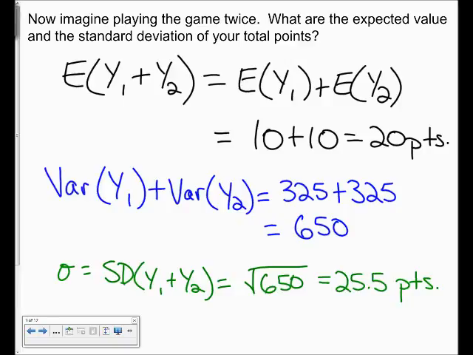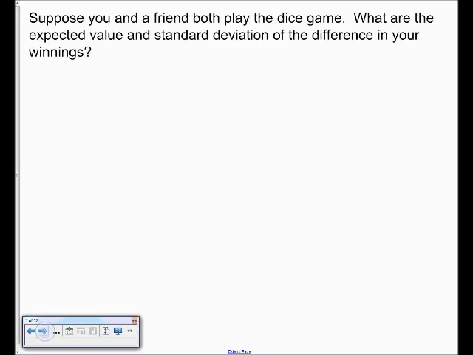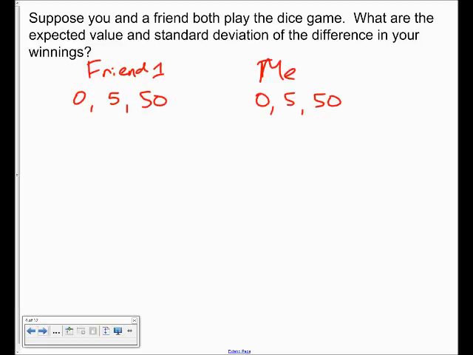Now we want to look at what if you and a friend both play, and instead of adding them up, which we did basically by doing it twice, we need to look at the difference. I'll give you an example. Let's say friend 1 and me. Friend 1 can get a 0, a 5, or a 50, and I can get a 0, a 5, or a 50. You could take each of these and subtract them, so you could have anywhere from negative 50 all the way to 50. Those are your possible values.